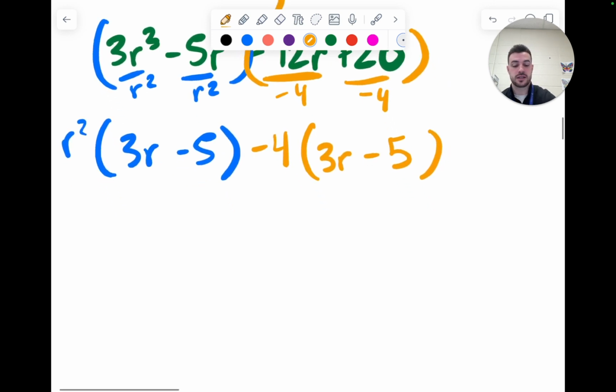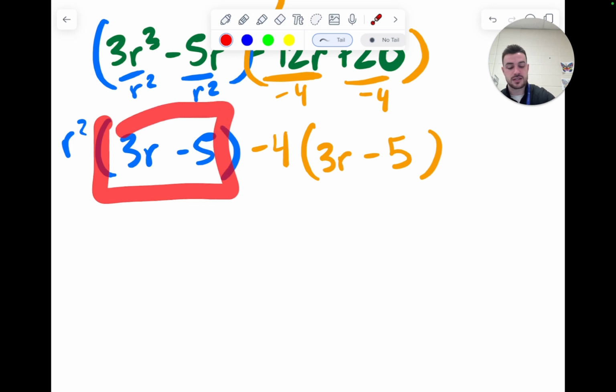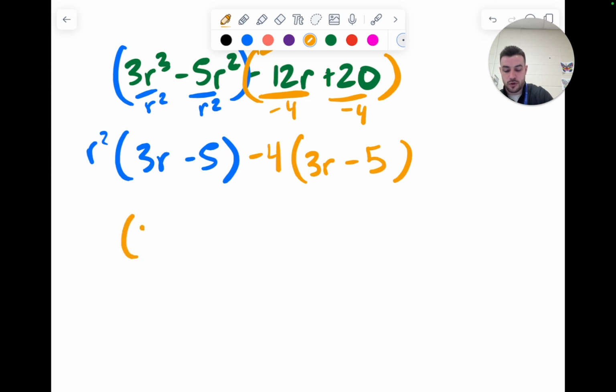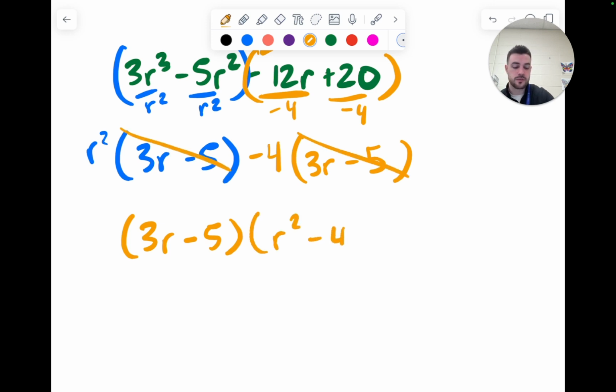Well, here's a good indicator for me. My values inside the parentheses are the same, which tells me I am on the right track. So I'm going to pull that out to the front, 3r minus 5, and I am left with r squared minus 4. So typically we'd say, great, we are done. We've got our two groupings.